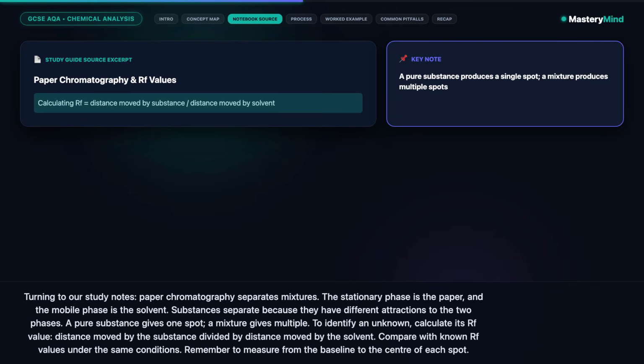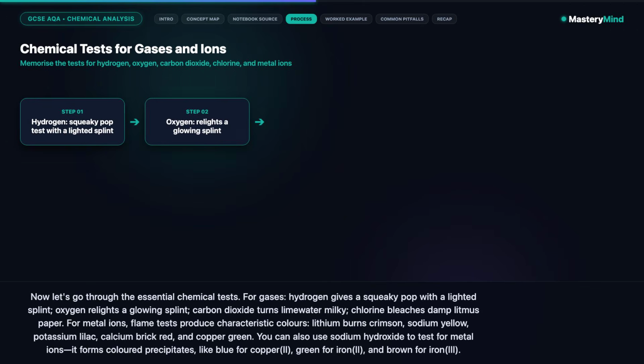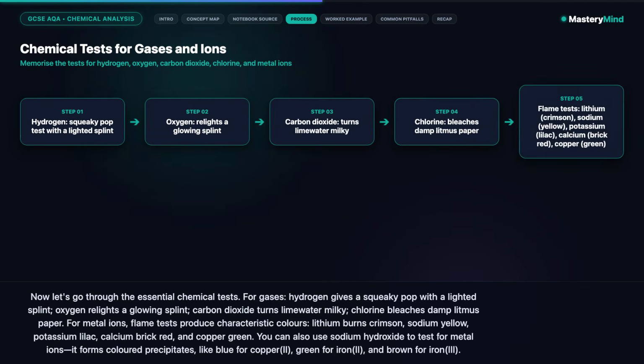Now let's go through the essential chemical tests. For gases, hydrogen gives a squeaky pop with a lighted splint, oxygen relights a glowing splint, carbon dioxide turns limewater milky, chlorine bleaches damp litmus paper. For metal ions, flame tests produce characteristic colors, lithium burns crimson, sodium yellow, potassium lilac, calcium brick red, and copper green. You can also use sodium hydroxide to test for metal ions. It forms colored precipitates, like blue for copper(II), green for iron(II), and brown for iron(III).